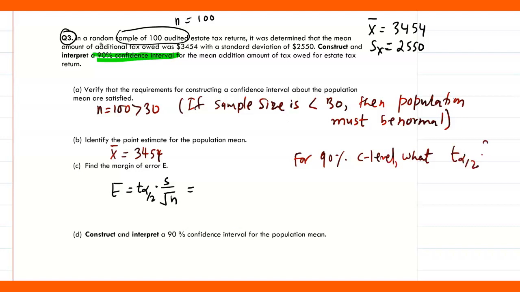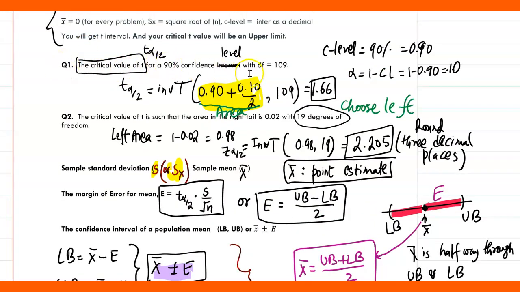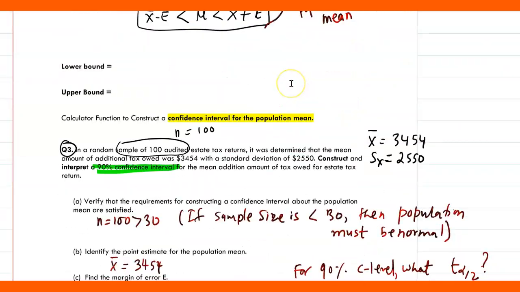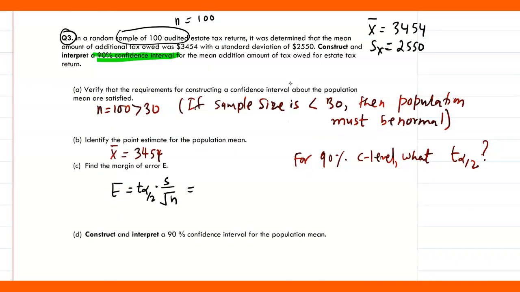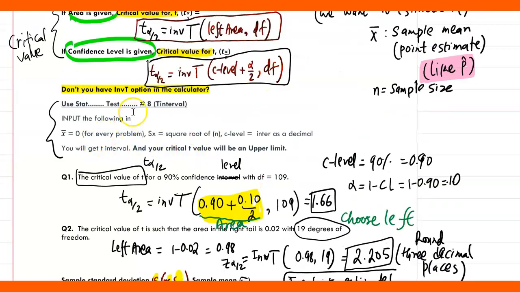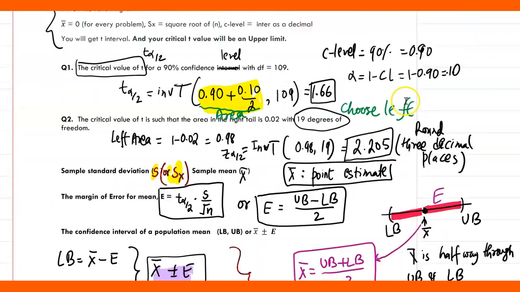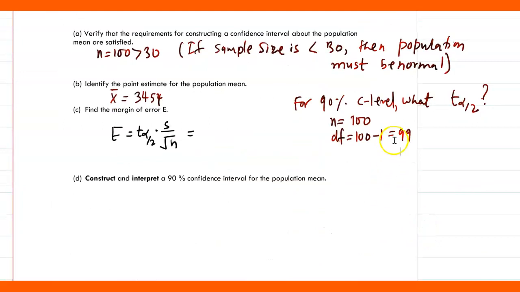That's what I'm looking for. How do you find it? This is exactly the same as question number 1, but we have a different degree of freedom. Notice that n equals 100. For degree of freedom, it's going to be 100 minus 1 equals 99, because the formula is degree of freedom equals n minus 1. Therefore, I use n minus 1 as the degree of freedom to get 99.